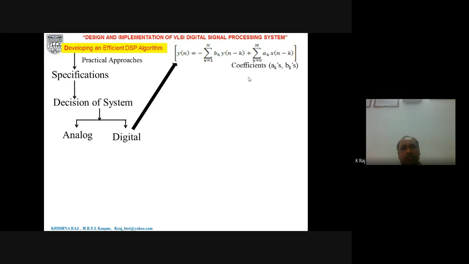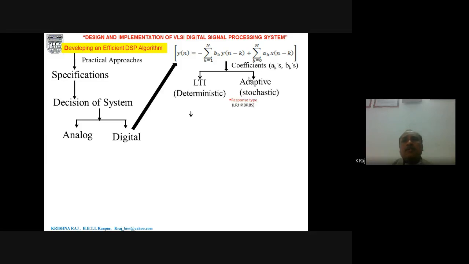If the a_k's and b_k's are constant with respect to time, then this type of model is named the LTI DSP model or system, the linear time invariant system. And if the a_k's and b_k's are changing their values with time, then this type of system is known as the adaptive system here. And the coefficients represent the components of the system here.